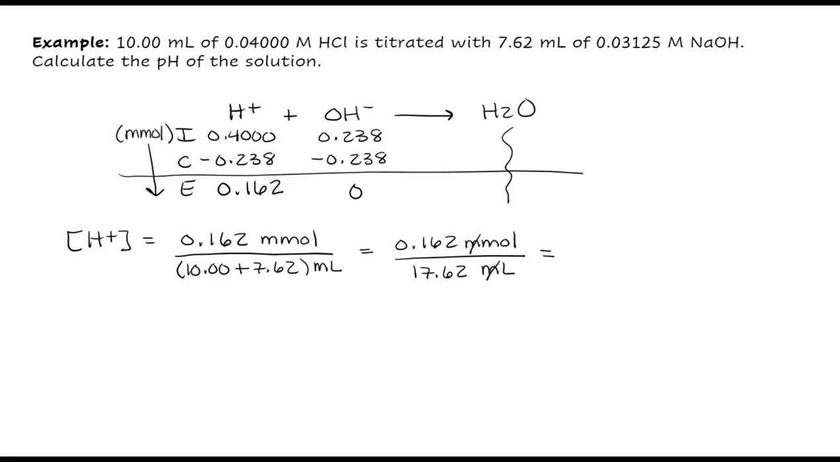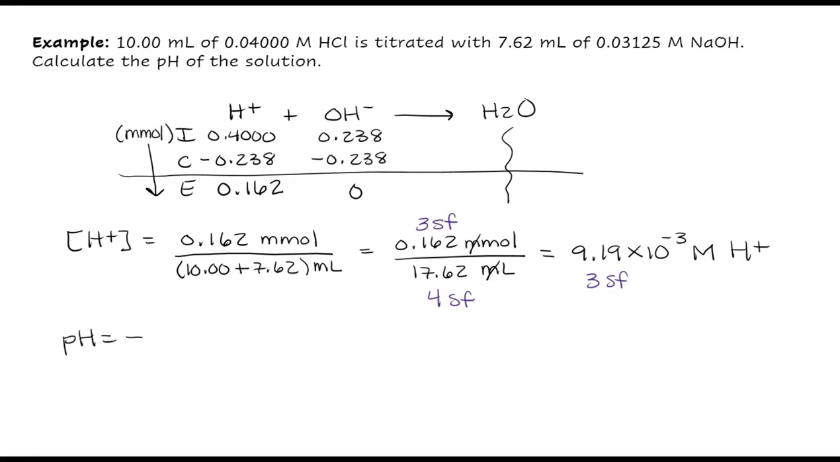Now in this case, it's just the millis that cancel, leaving us with moles per liter, which is molarity. Taking a look at our sig figs, we have 3 sig figs in the numerator, 4 in the denominator, so our molarity will be rounded to 3 sig figs. Doing the calculation, we have 0.162 divided by 17.62, rounded to 3 sig figs, gives us 9.19 times 10 to the negative 3 moles per liter, or molar. And that is our H plus. Now we can calculate the pH.